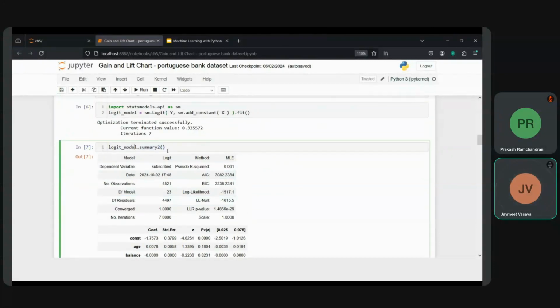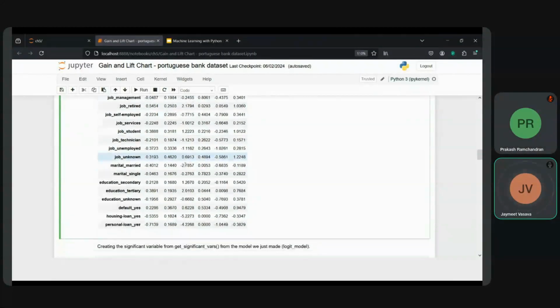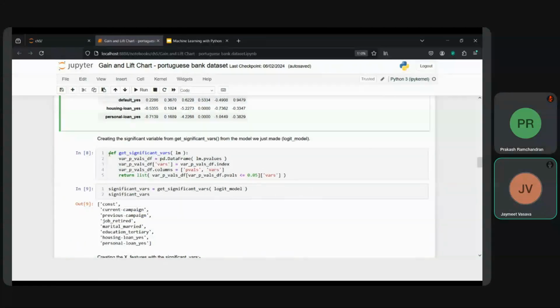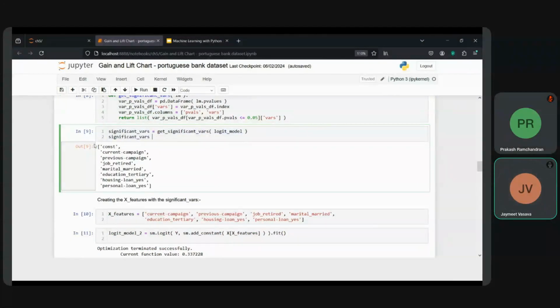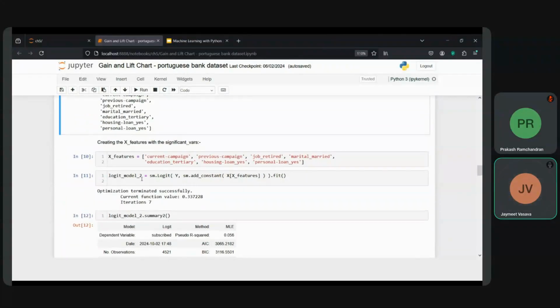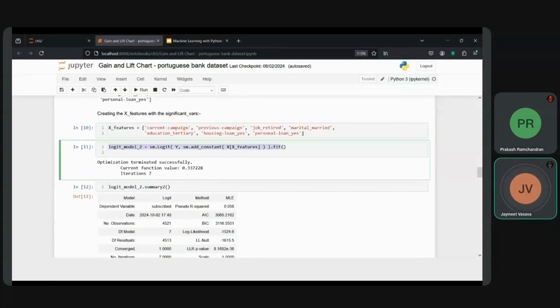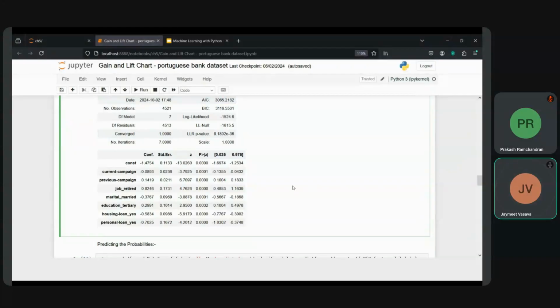So there is the logit model that we get, and these are the probabilities calculated by the model. Then we check for the most significant values. These are the significant values that we get. So we create the X features, and we'll create the next model using only these features. Fitting the model to the data using the logit model, this is the summary.